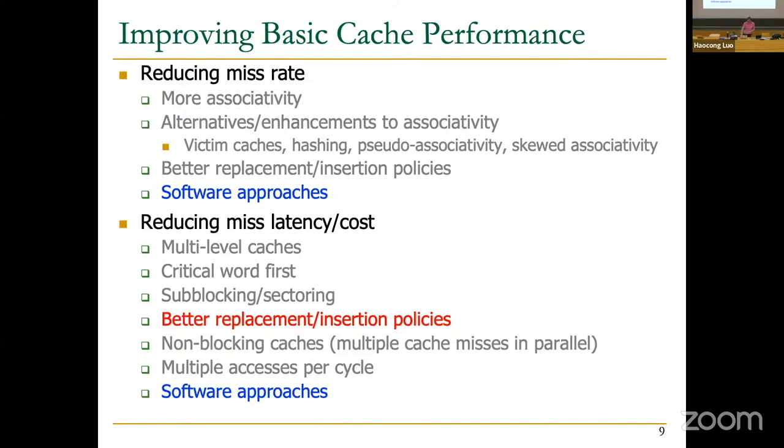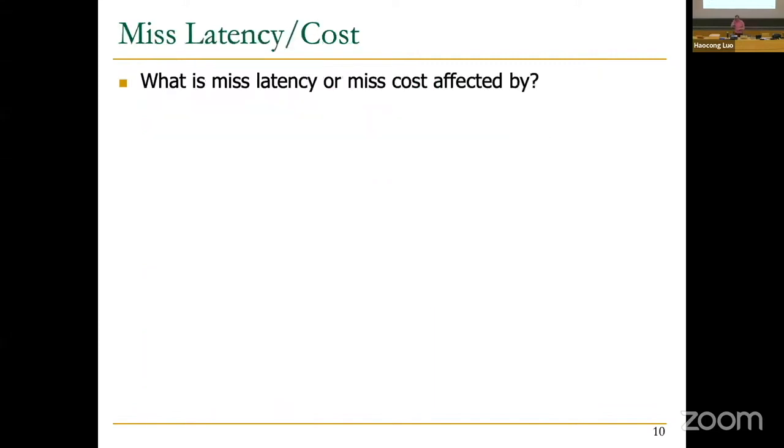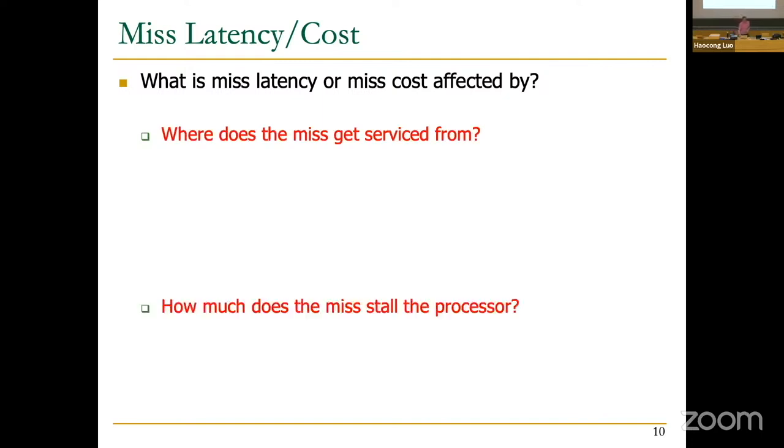Let's not do that. But let me cover some things that challenge the conventional wisdom, which is the cost of cache misses. If you think about miss latency or miss cost, what is that affected by? We discussed this, but let's take a look at it in a bit more detail. It is affected by two things. One is, where does the miss get serviced from? Does it get serviced from the next level, etc.? And how much does the miss actually stall the processor? In the end, the most important one is the second one, but I will try to break down these two things into separate pieces.